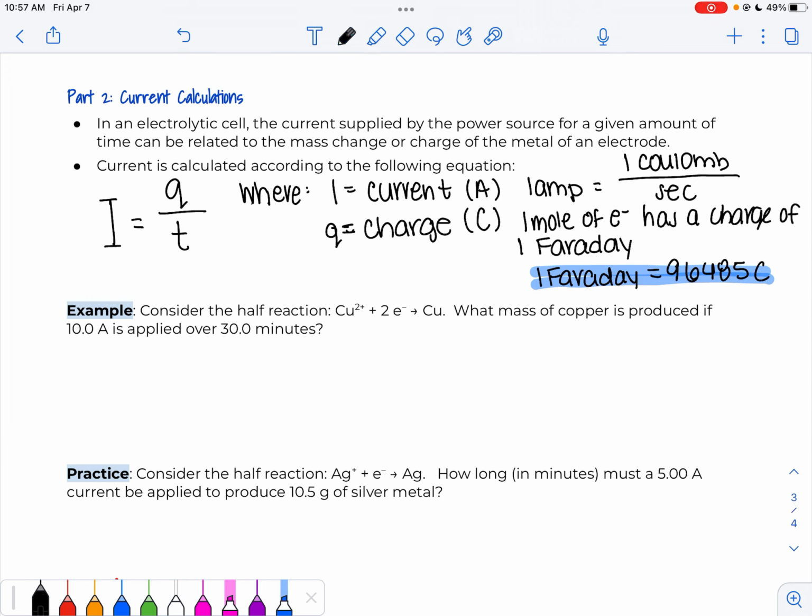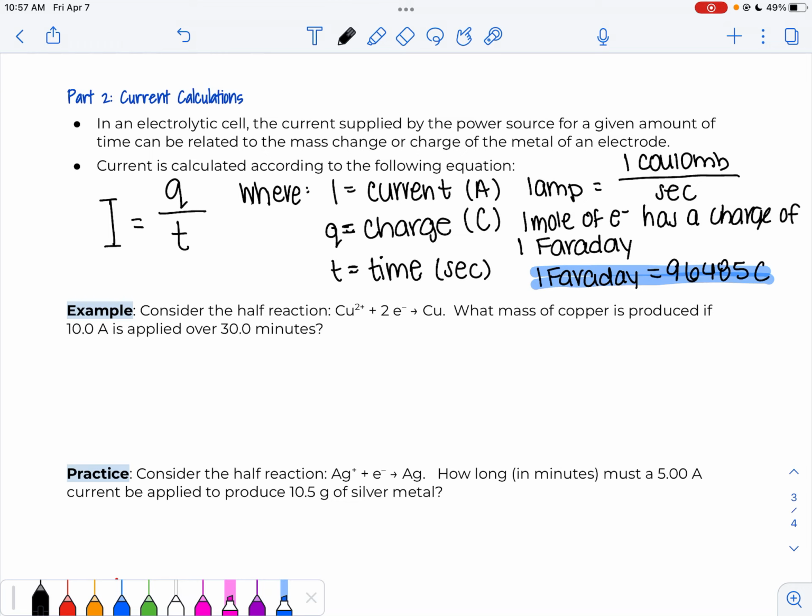Okay, last variable we have to define, lowercase t. Hopefully this one's most familiar to you. This one is time, measured in seconds. Has to be seconds. So what we're saying here is current is defined as your charge over time. So your electrons that are flowing per unit of time. So let's get some examples figuring out how we can calculate current, and then we'll do some practice problems.